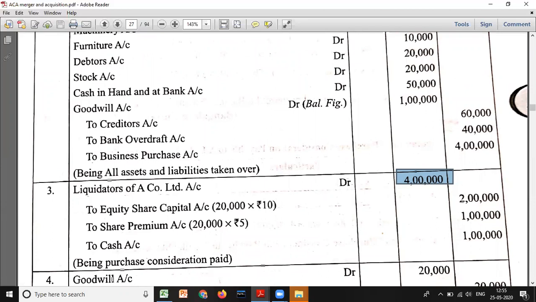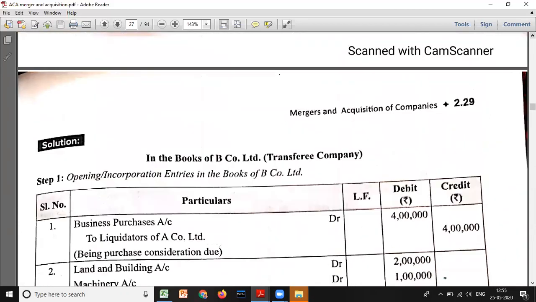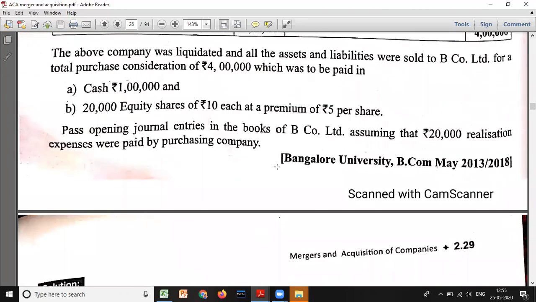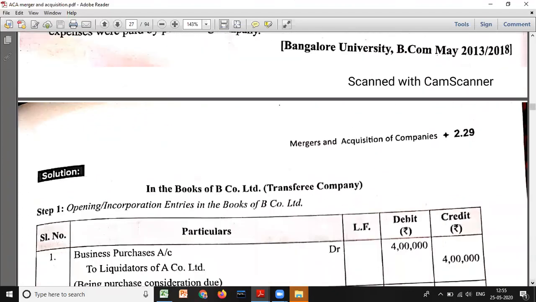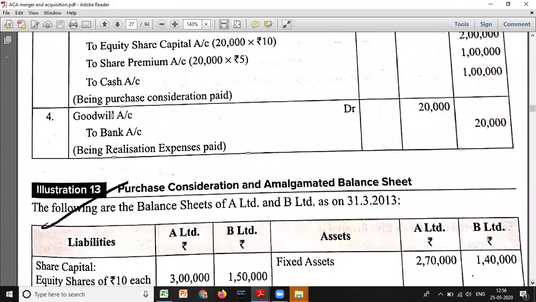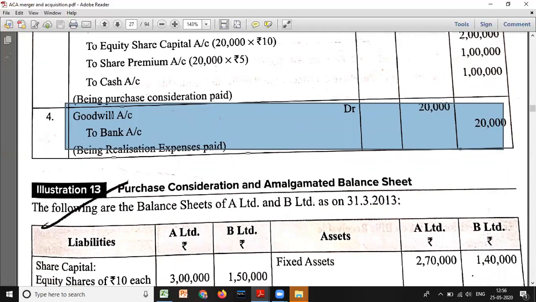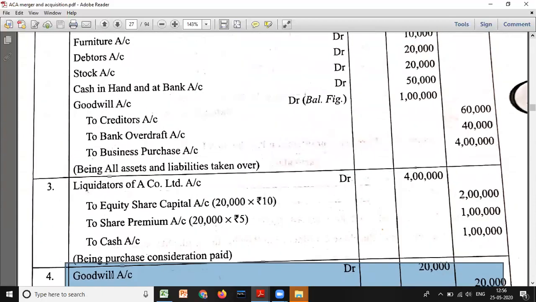And since the liquidation expenses are met by whom? The purchasing company, then there will be a separate entry, that is goodwill account debit to bank account. Please keep in mind, when realization expenses are met by the purchasing company, then you need to pass the journal entry. Suppose if the realization expenses are met by the vendor company, then realization account debit to bank account. This was asked in 2018 for 6 months.